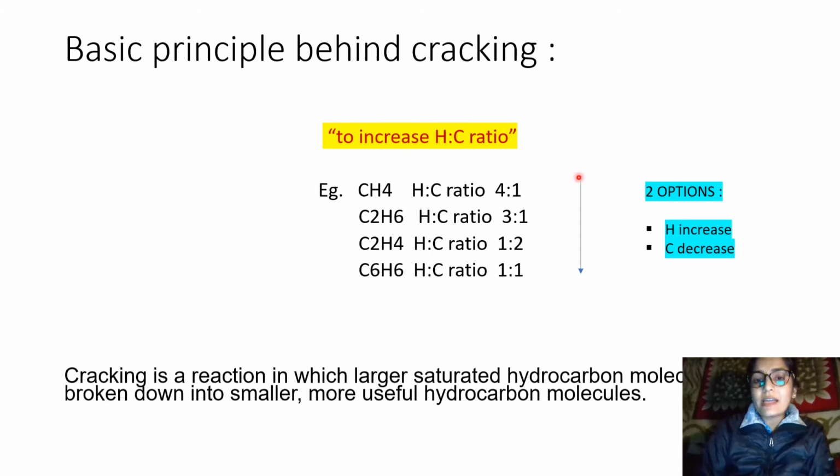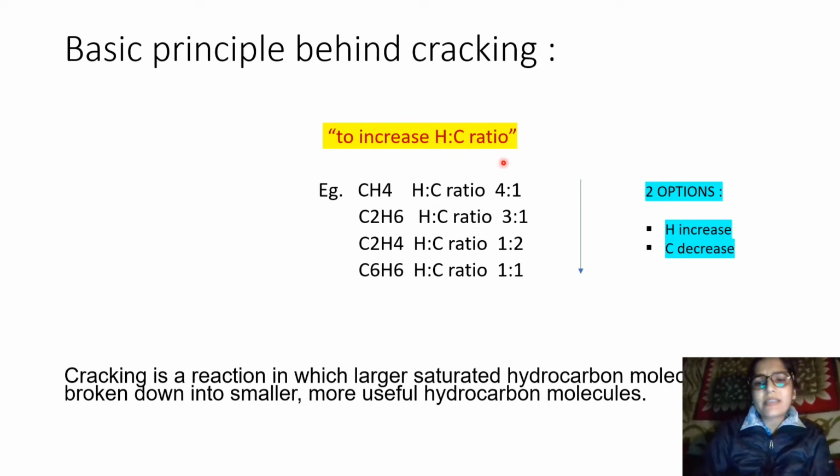So we can see that the hydrogen to carbon ratio is decreasing tremendously. Why are we focusing on increasing the hydrogen to carbon ratio? Because hydrocarbons having a very high hydrogen to carbon ratio are good fuels. They do not produce sooty flames, and they have high calorific value. That is why the increase in hydrogen to carbon ratio is being pointed out.